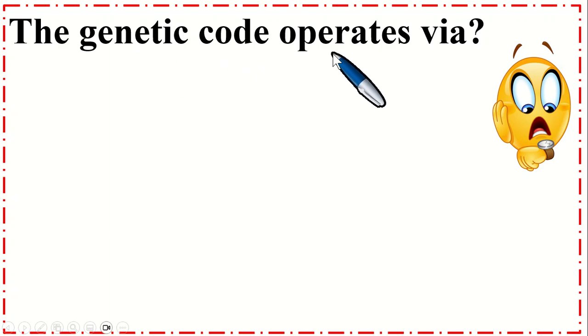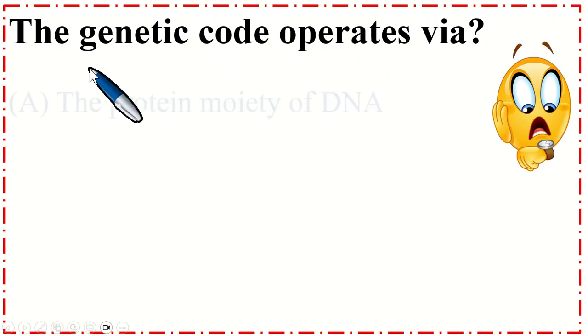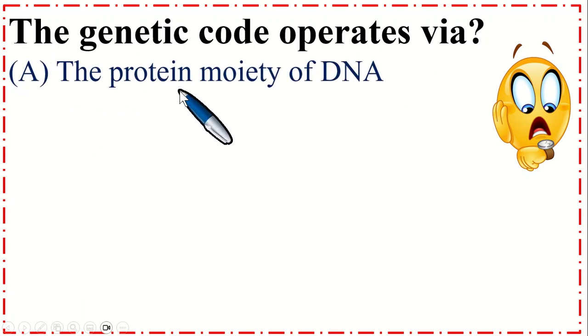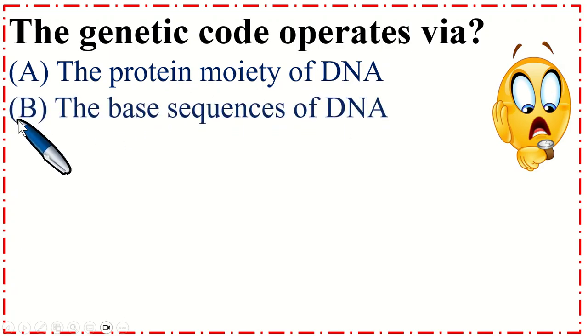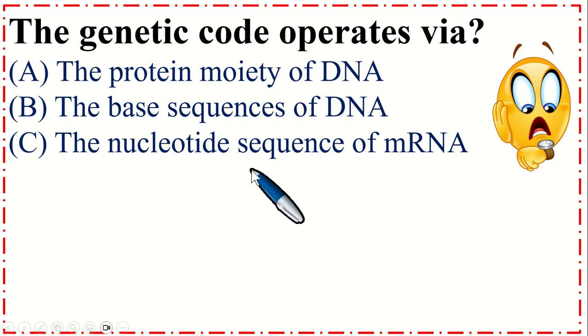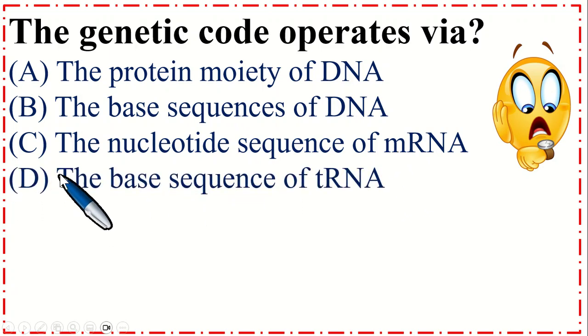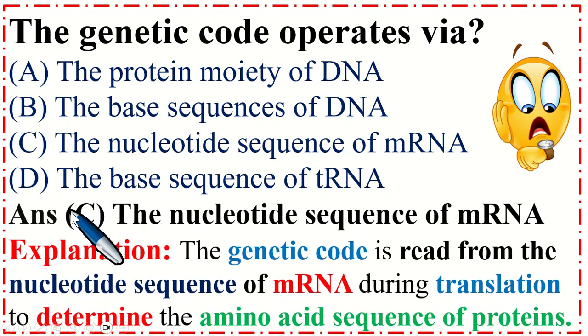The genetic code operates via: option A the protein moiety of DNA, B the base sequences of DNA, C the nucleotide sequence of mRNA, and option D the base sequence of tRNA. So the correct option is C, the nucleotide sequence of mRNA. The genetic code is read from the nucleotide sequence of mRNA during translation to determine the amino acid sequence of proteins.